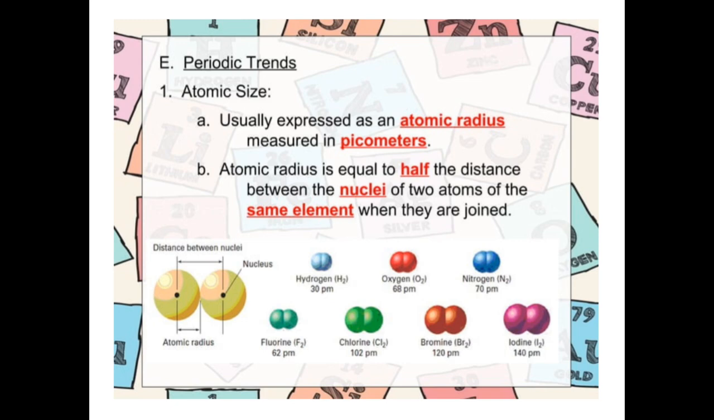The atomic size of an element is usually expressed as an atomic radius measured in picometers. And what is atomic radius? Atomic radius is equal to half the distance between the nuclei of two atoms of the same element when they are joined.